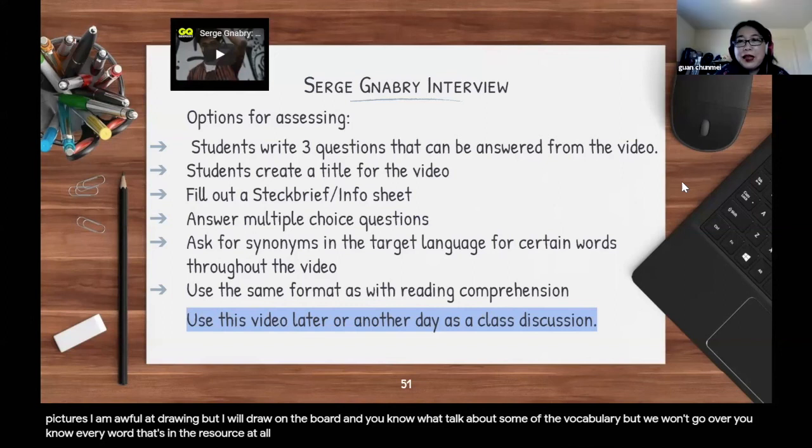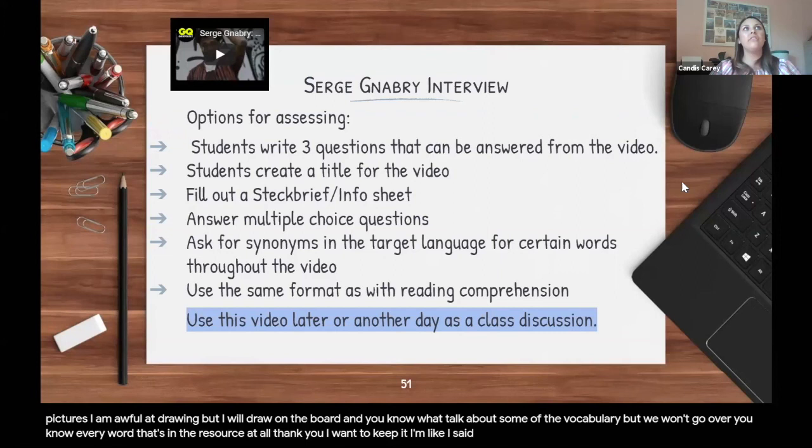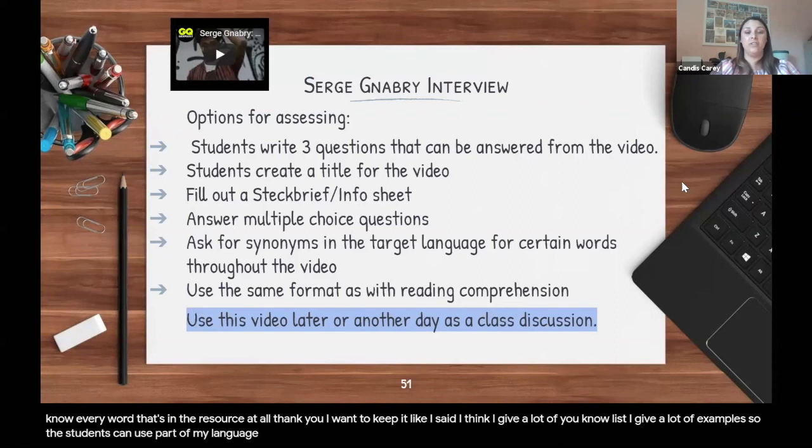Okay, thank you. We have the last question. How much scaffolding do you provide for the different levels? Preview scaffolding? Like I said, I think I give a lot of lists. I give a lot of examples so the students can use part of my language, so the students have some support for discussing these things or their opinions.